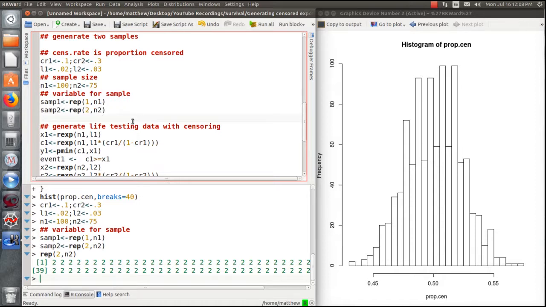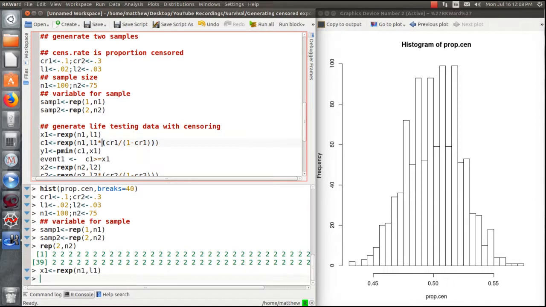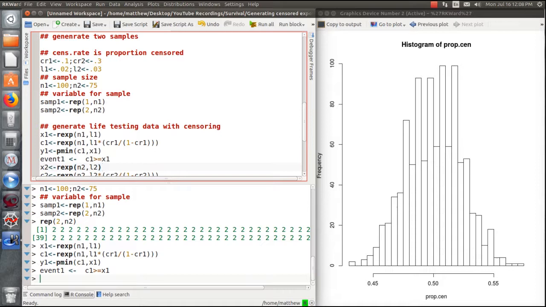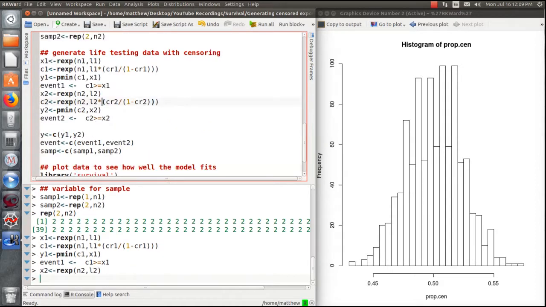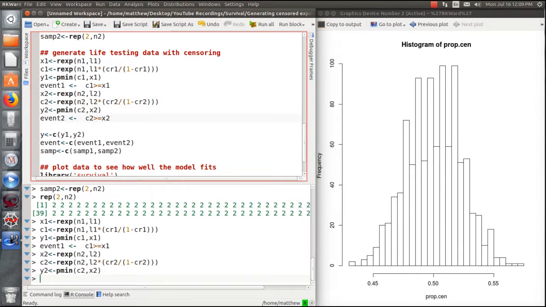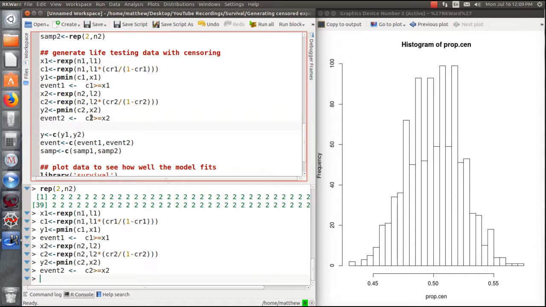We're going to do some graphs and a little log rank test. So here we generate the data as we did before. Here is the sample 1 failure times, the sample 1 censoring times, and notice it's the CR1 divided by 1 minus CR, and then we use the same lambda parameter. We want the minimum. We need to create an event variable. Here this is the failure times for the second population. Here's the censoring mechanism. We take the minimum, create an event variable, indicator variable for event.